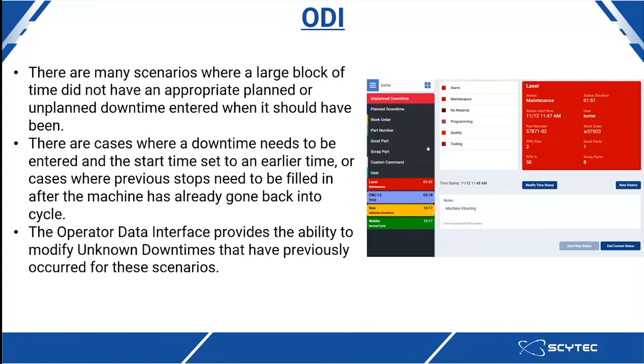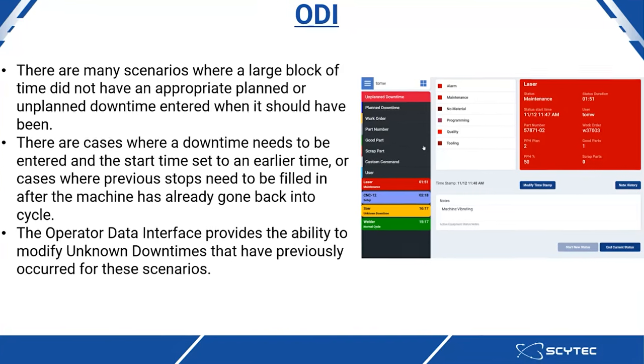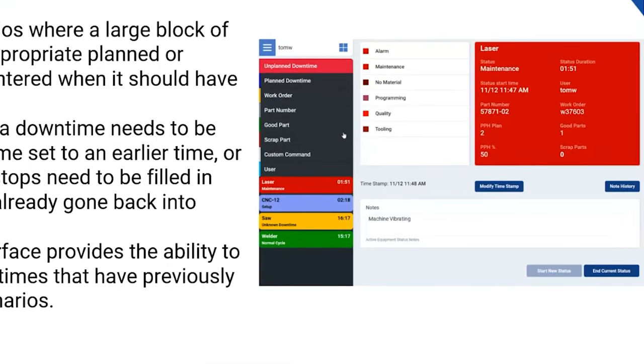What you're looking at in the image on the right-hand side is the downtime entering screen, which you can see on the left-hand side. There is a long list of unplanned and planned downtimes, as well as work orders and part numbers, good and scrap part counts, and more. Below that are the machines that were shown in the previous image, including the laser machine. The laser machine has a box that is red, indicating that the current status is maintenance. Once the machine goes out of that maintenance status, it'll go back into in cycle, for example, and that color red will change to green.